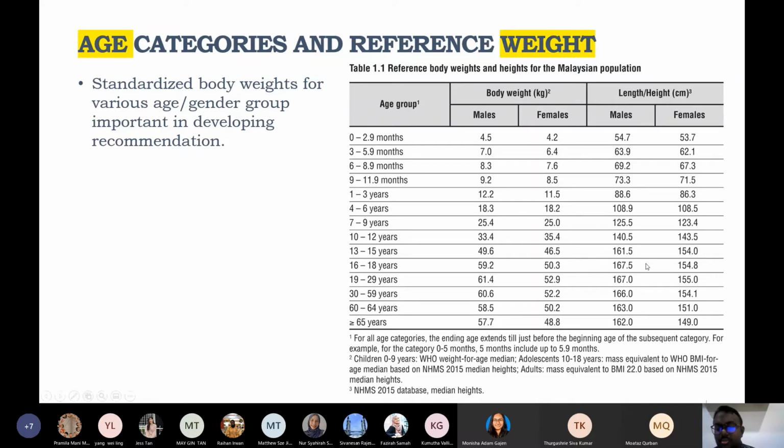So all the body weight is based on the height that is set based on the data that we get from NHMS 2015 for adolescents and NHMS 2015 for the adults. So basically these are the median heights used. We set for adults the BMI first, 22, and then we calculate backwards to the body weight. So these are the standardized body weights when we calculate RNI for each nutrient.